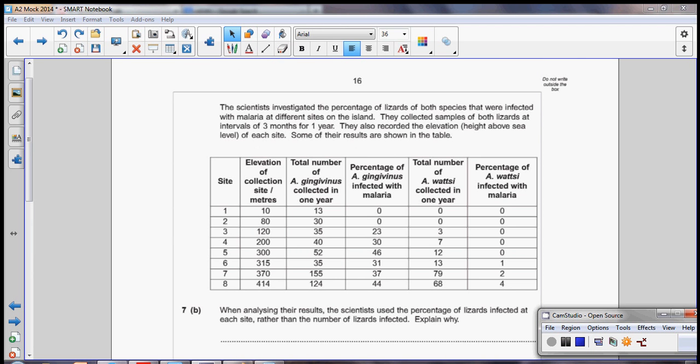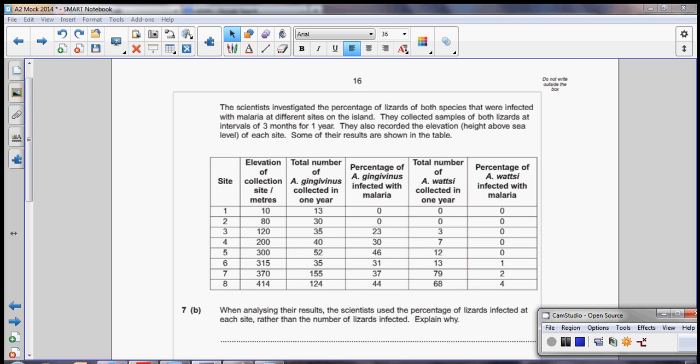Following that, we've got some data to look at. It tells us that the scientists investigated the percentage of lizards of both species that were infected with malaria at different sites on the island. So, where we've got percentages in the table down here, those percentages are referring to the percentage of lizards in the population that have malaria. They also collected samples of both lizards at intervals of 3 months in a year, it says, and it says that they recorded the elevation of each site where they collected the lizards.